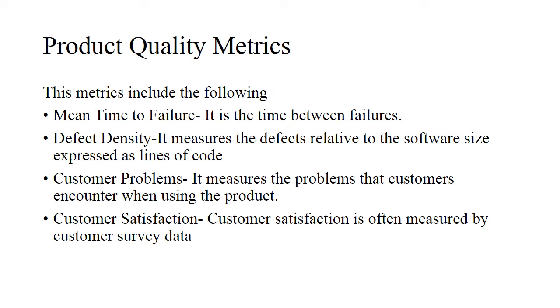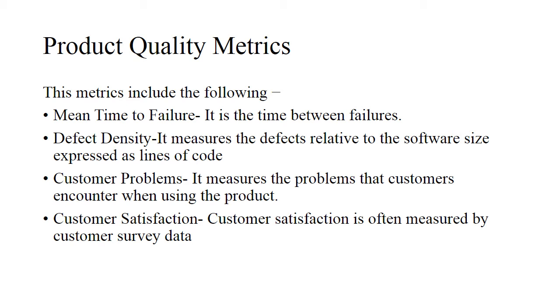Product quality metrics may have some metric methods. First one is mean time to failure. That is, when you face a failure, how much time it may take to recover. The in-between time of failures is the mean time to failure. Second one is defect density. That is, when the defect is related to software size, that is lines of code, how many defects I am going to face. For 1 KLOC, that is 1000 lines of code, how many defects I am going to face. This is also a product quality measurement.